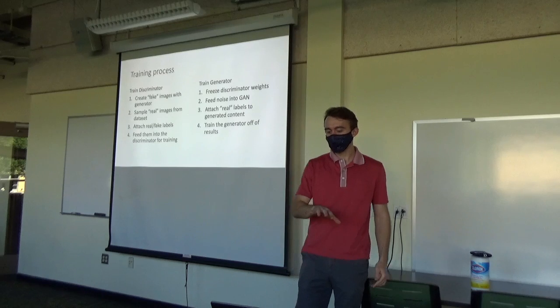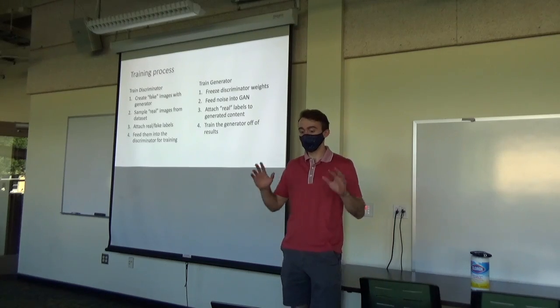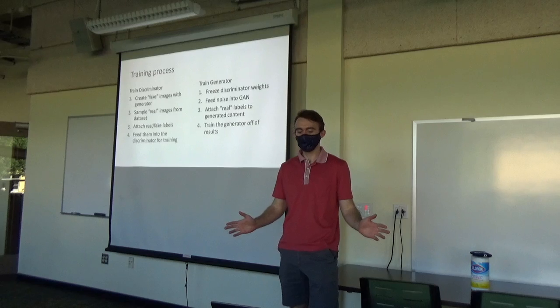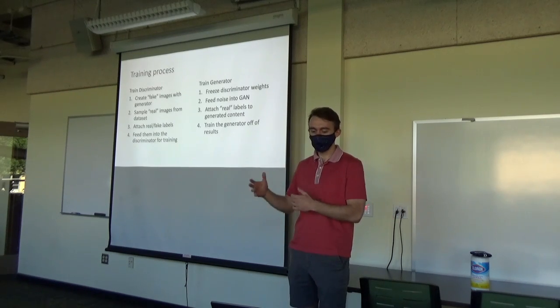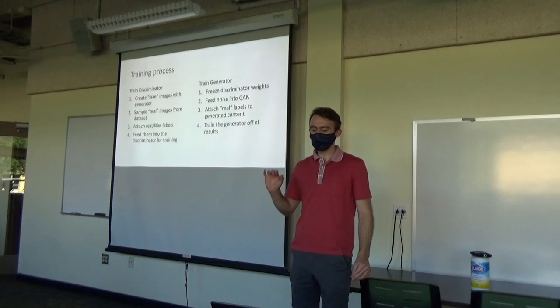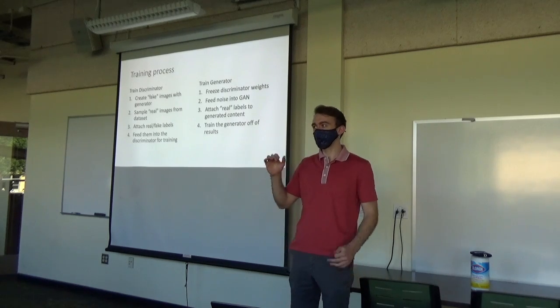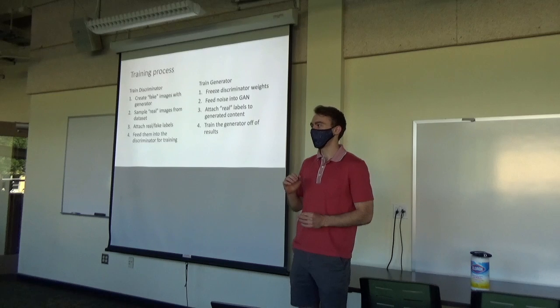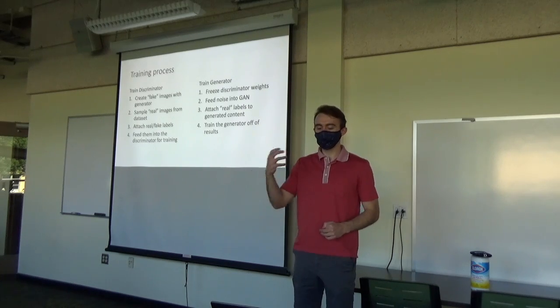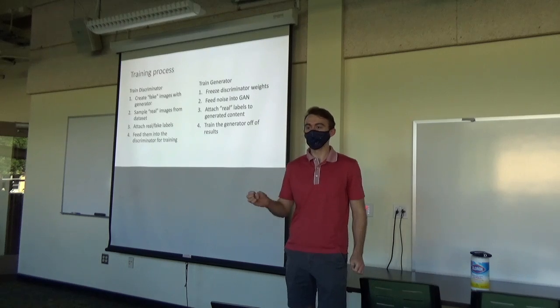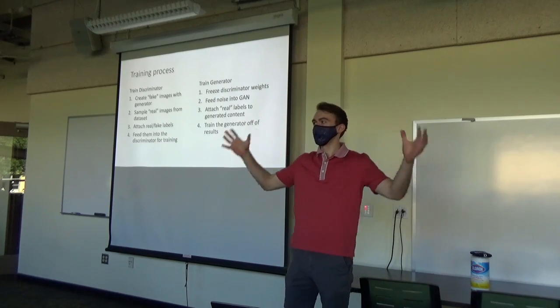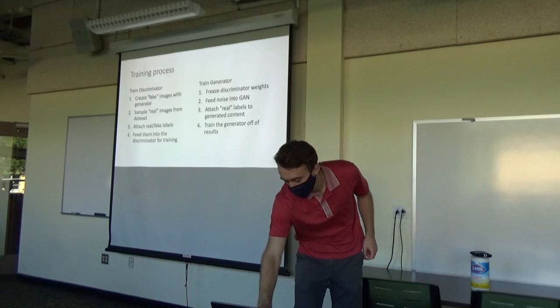And then after we train the discriminator, we train the generator. First thing we do is freeze the discriminator weights. We feed noise into the GAN to generate images. We attach those real labels to those fake images in order to reverse the game from the perspective of the generator instead of the discriminator. And then we train the generator off of those results, which is the entire GAN as one big piece.